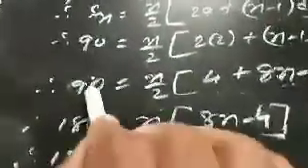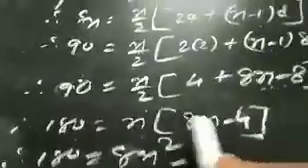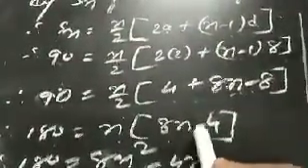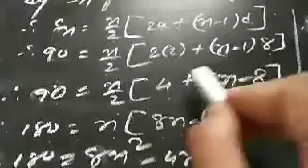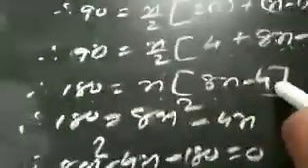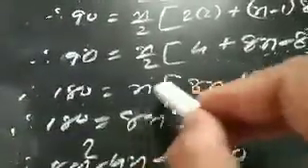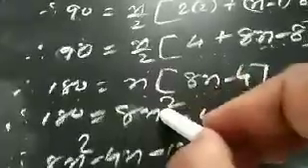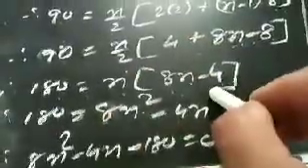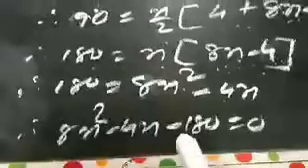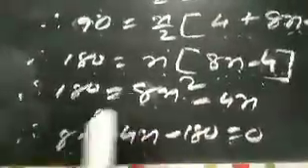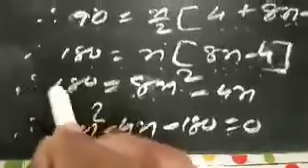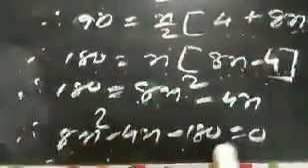Now this 2 we multiply with 90, so 180 is equal to n into bracket 8n minus 4. How does minus 4 come? Minus 8 and plus 4, so minus 4 remains. Now we open this bracket: n multiplied by 8n gives 8n square minus 4n. We change this simplification into an equation. This 180 we bring to this side, so 8n square minus 4n minus 180 is equal to 0.